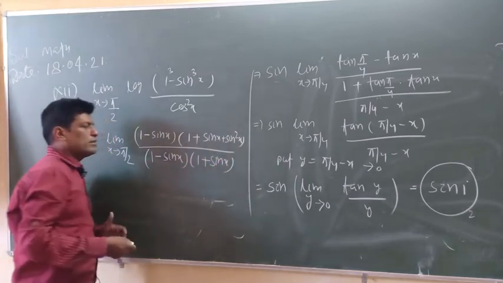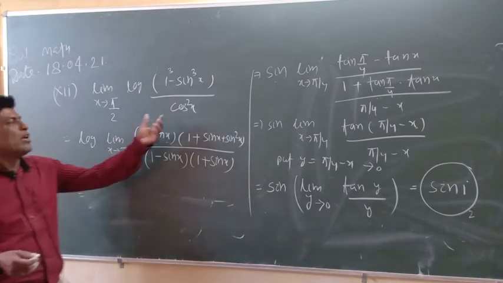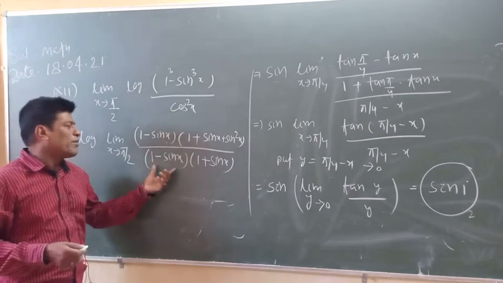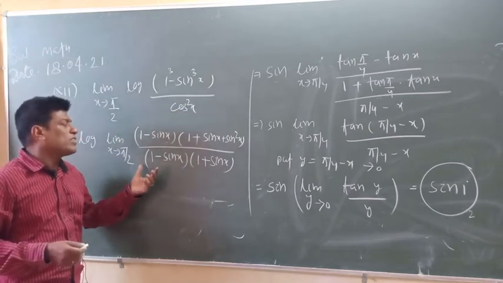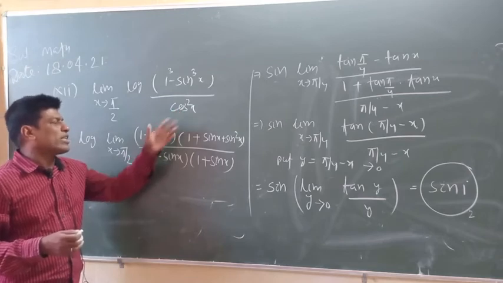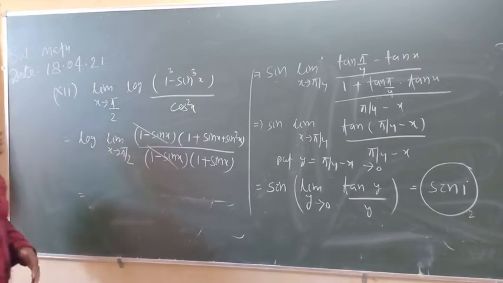I skipped a step just now. Because cos square x is equal to 1 minus sin square x, I have written 1 minus sin x whole into 1 plus sin x, because 1 minus sin square x is equal to (1 minus sin x) whole into (1 plus sin x). I have directly written cos square x is equal to 1 minus sin x into 1 plus sin x. Here 1 minus sin x is cancelled.